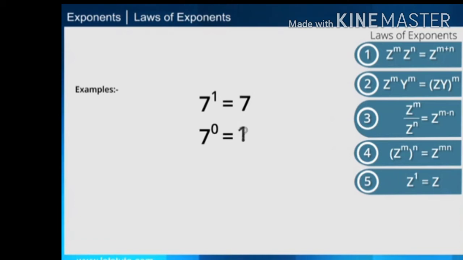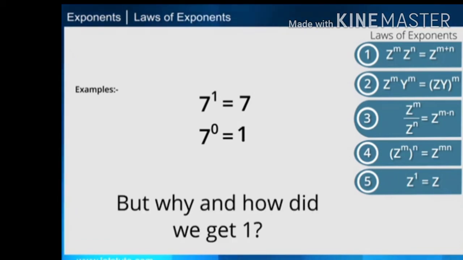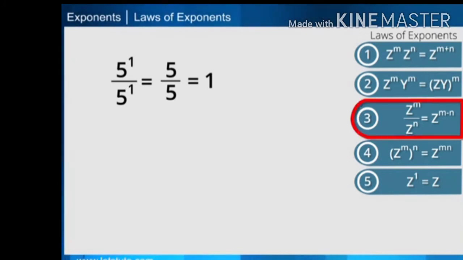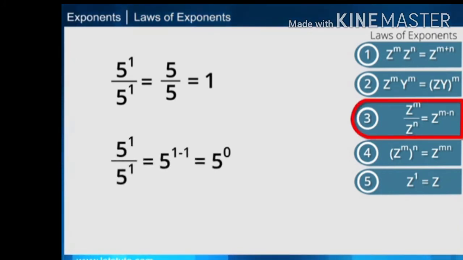The solution will be 1. But why and how did we get 1? Now according to our third law of exponents, that is, to divide identical bases, we have to subtract the exponents, right? Now, what will we get if we divide the same number? It will be 1. Similarly, what will be the solution according to the law? 5 raised to the power 0, which is eventually equal to 1.